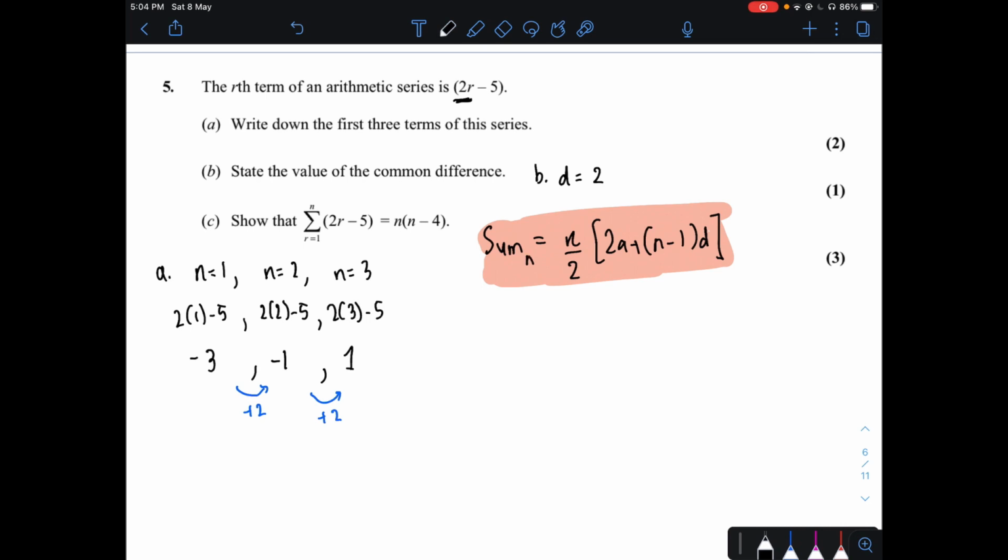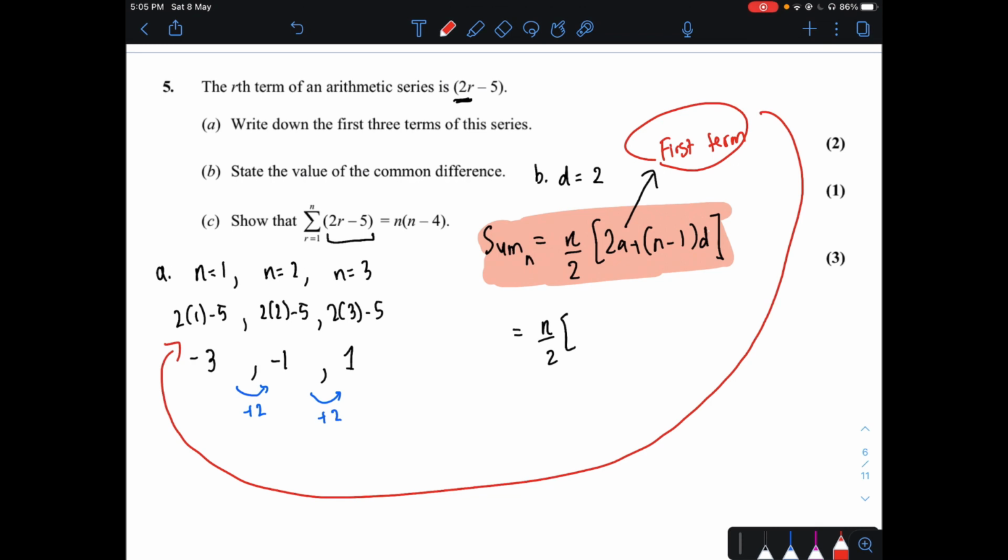So what we have to do is plug in all the values here from 2r minus 5 into this. Now, do we know what n is? No, we're just going to keep it that way. So we just continue, that'll be n over 2. Do we know what a is? Yes, we do. a is usually the first term, and the first term is minus 3. So this is going to be 2 times minus 3, which is minus 6, plus n minus 1 times d, which we also know is 2.